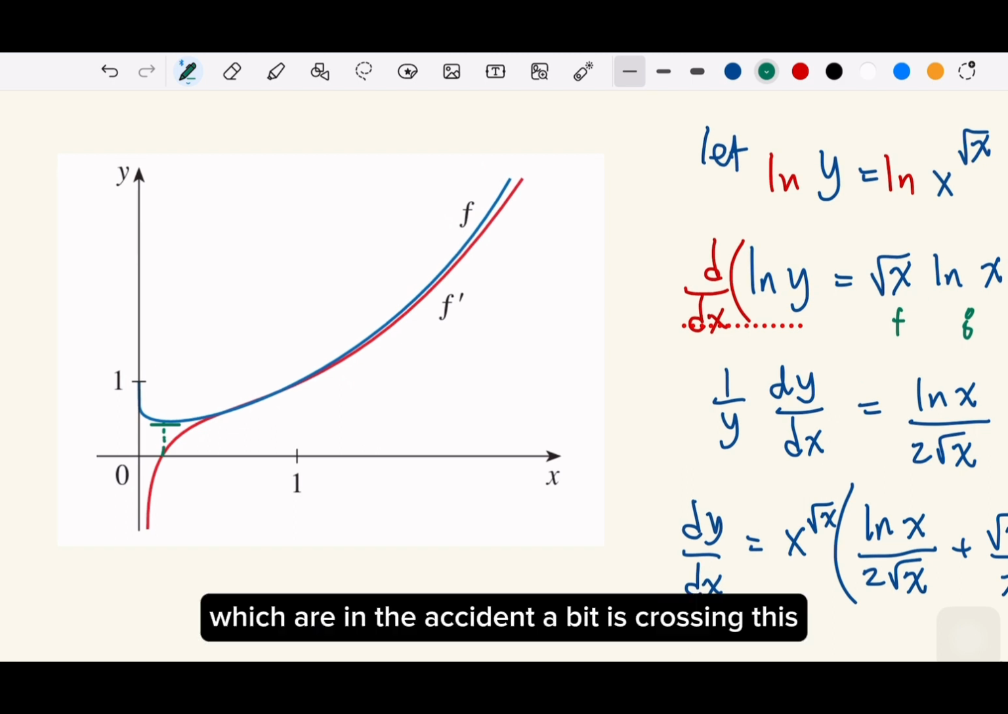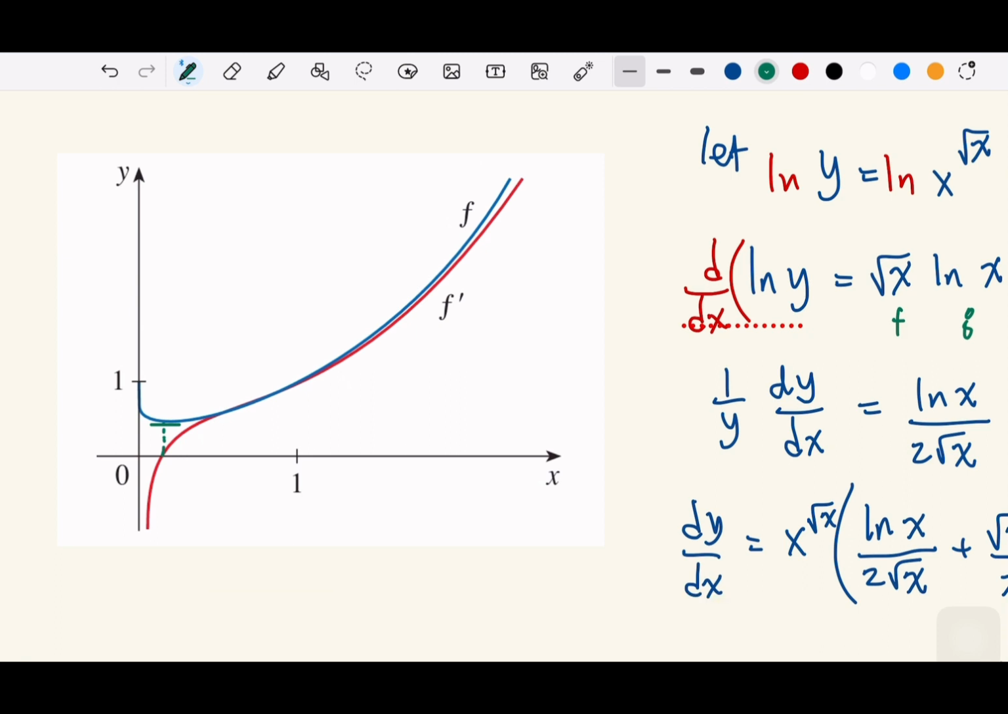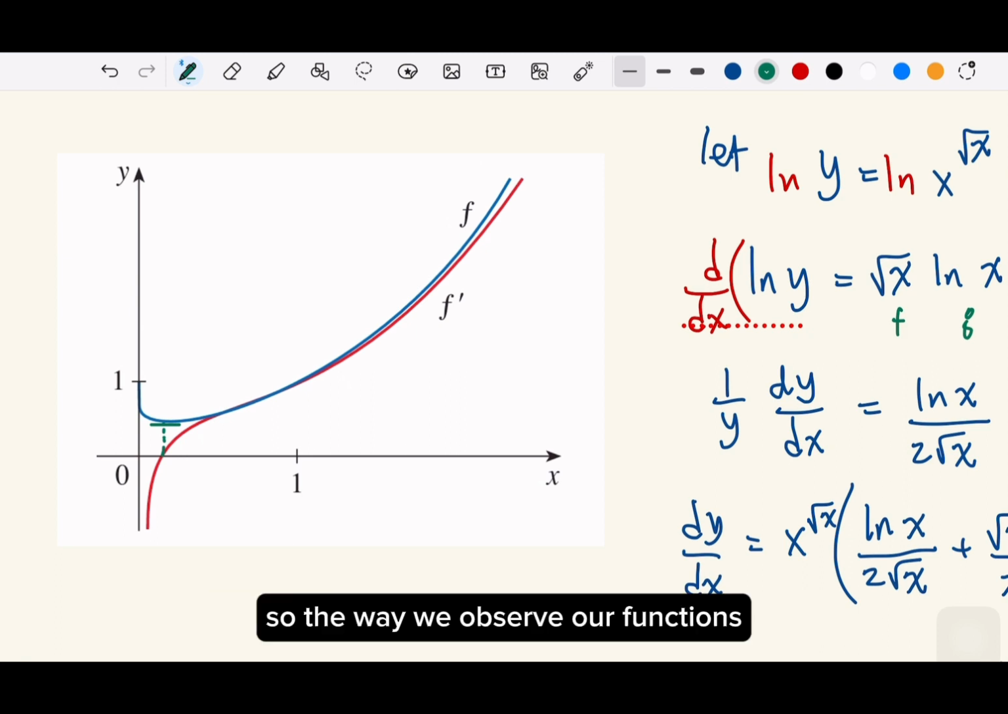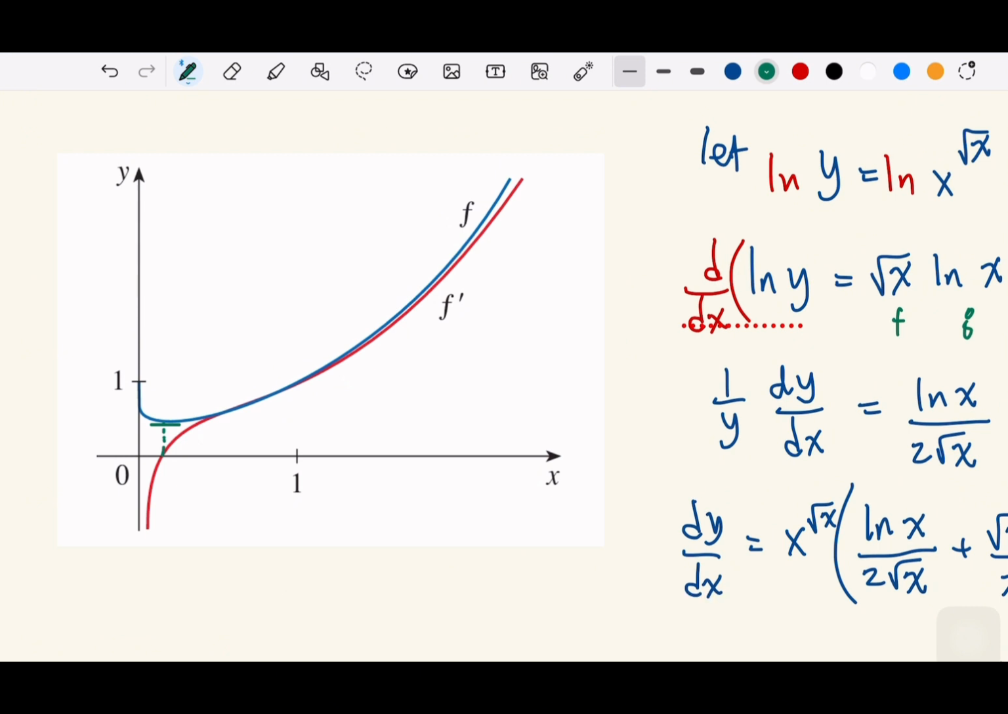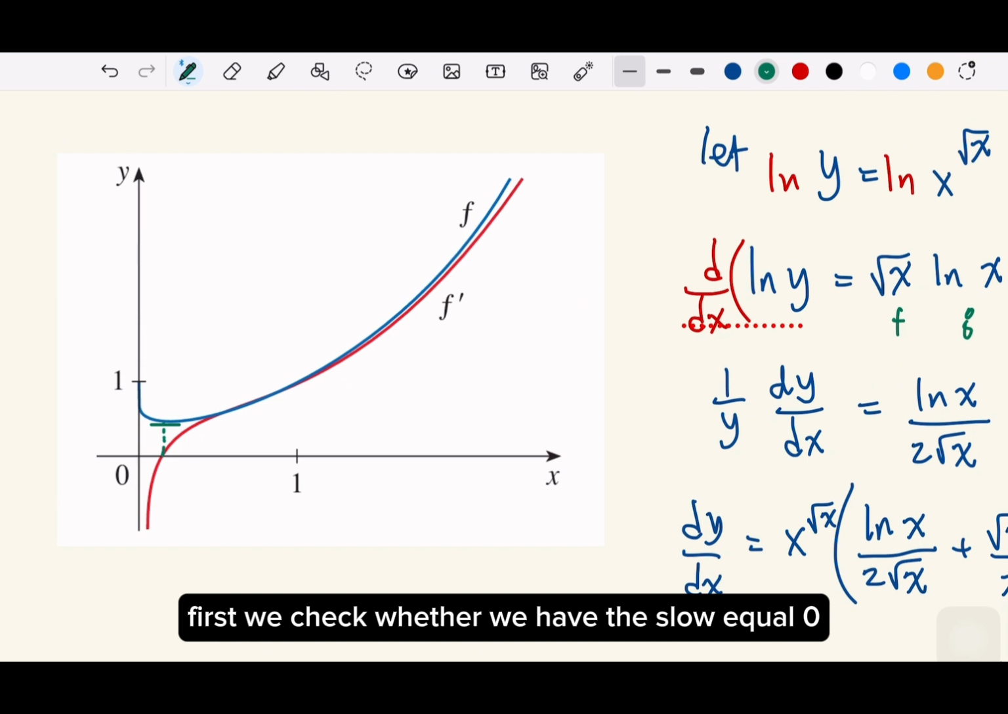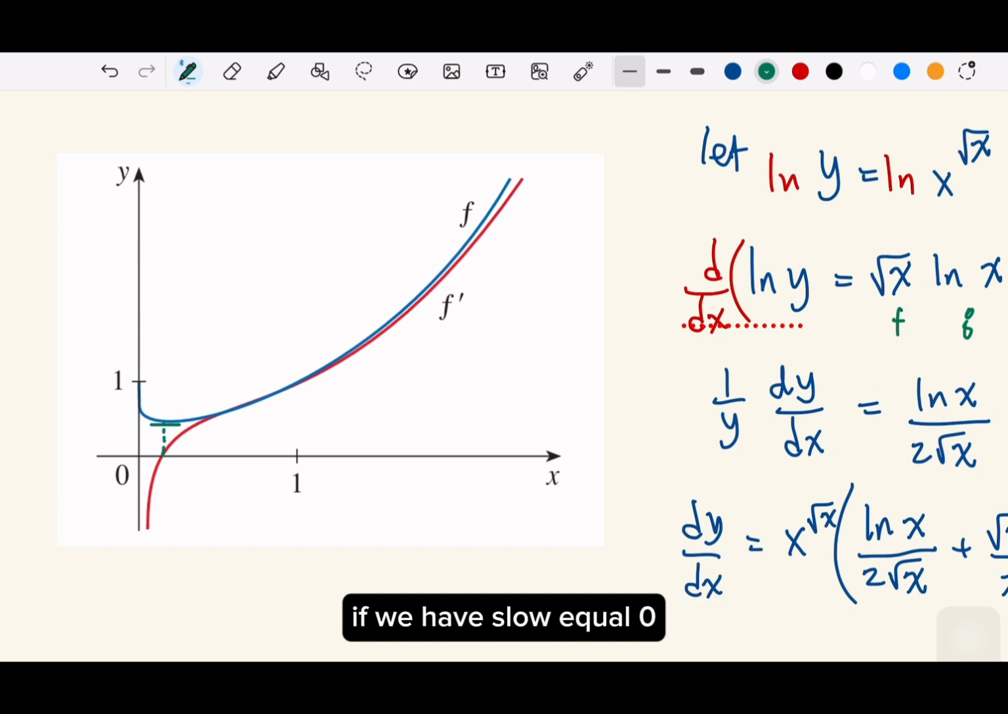Which are in the f derivative, it's crossing this, right? Okay. So the way we observe our functions, if we want to know how the derivative will look like, is first we check whether we have the slope equals 0. If we have slope equals 0, then we can pinpoint, we can maybe mark the axis. Okay, this is, we expect the curve to cross the x-axis. Okay. So that's how we see the slope equals 0.